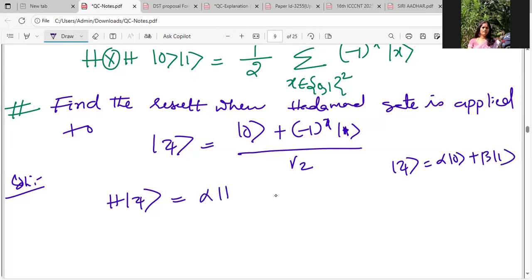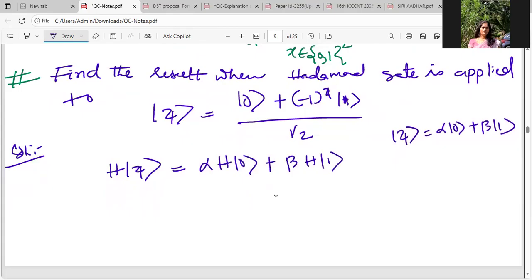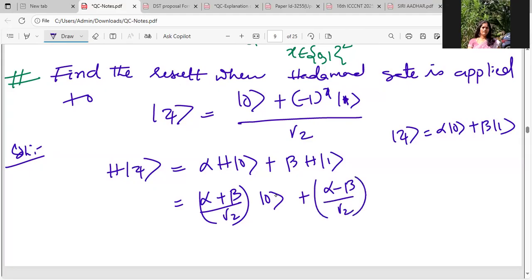So, alpha H ket 0 plus beta H ket 1. I know these values, as in the beginning of the video we made a mention of them. Right? So, alpha plus beta by root 2. This is all about quantum interference, again, which I made a mention of in the beginning of the video. Okay, after this, what will I do? I will now apply H on ket xi, I mean on the given ket.